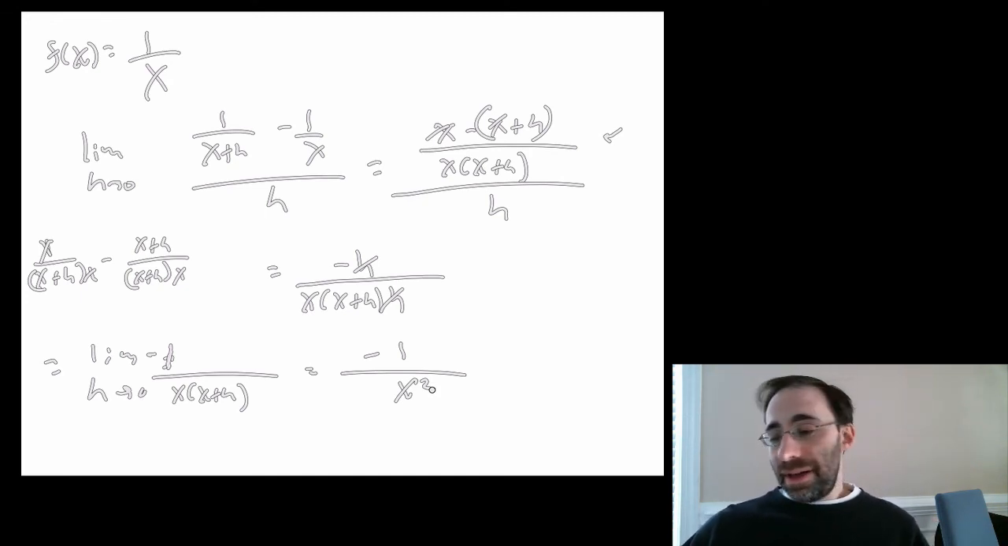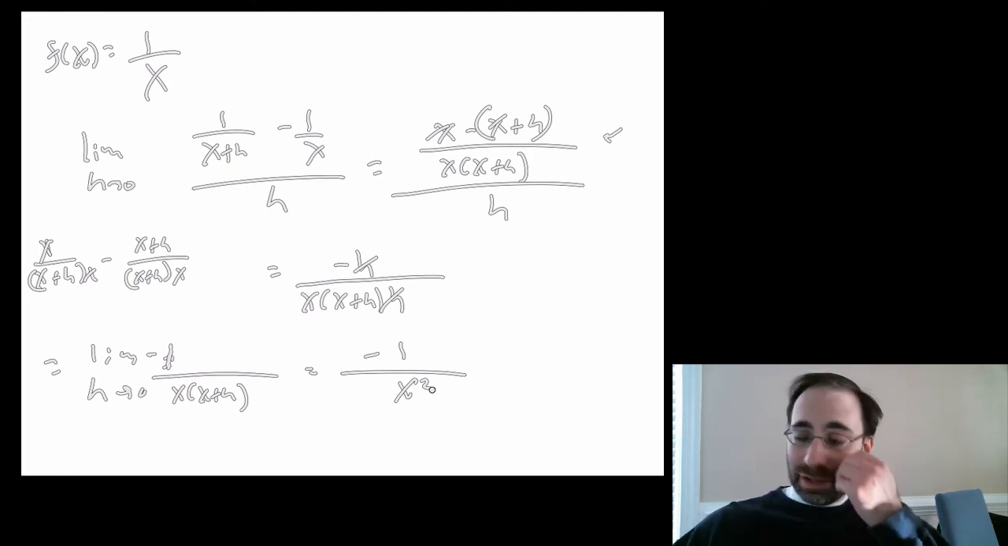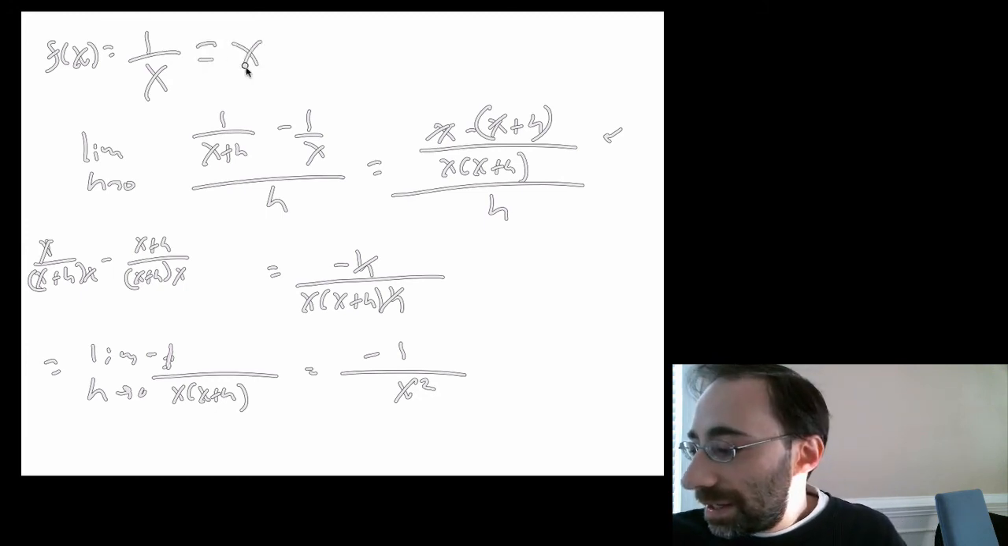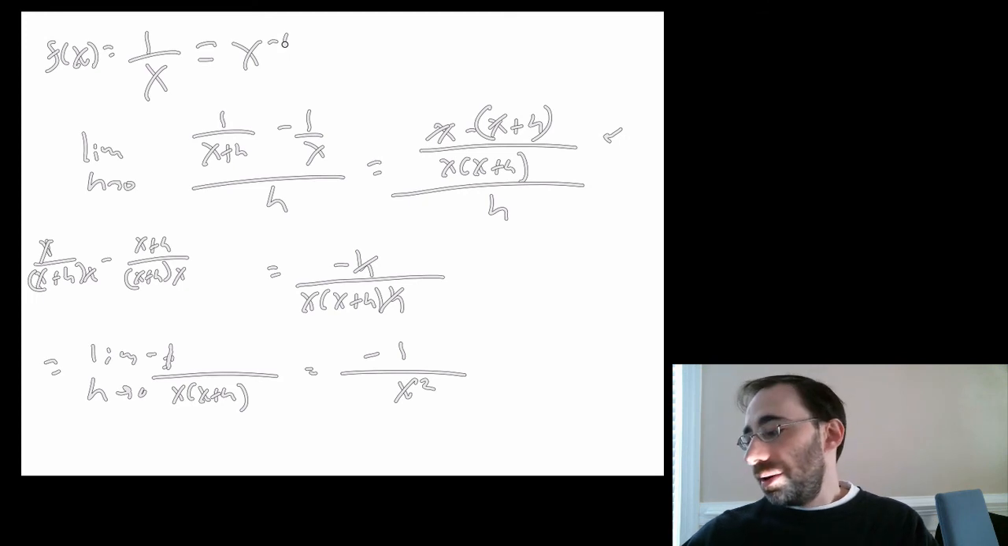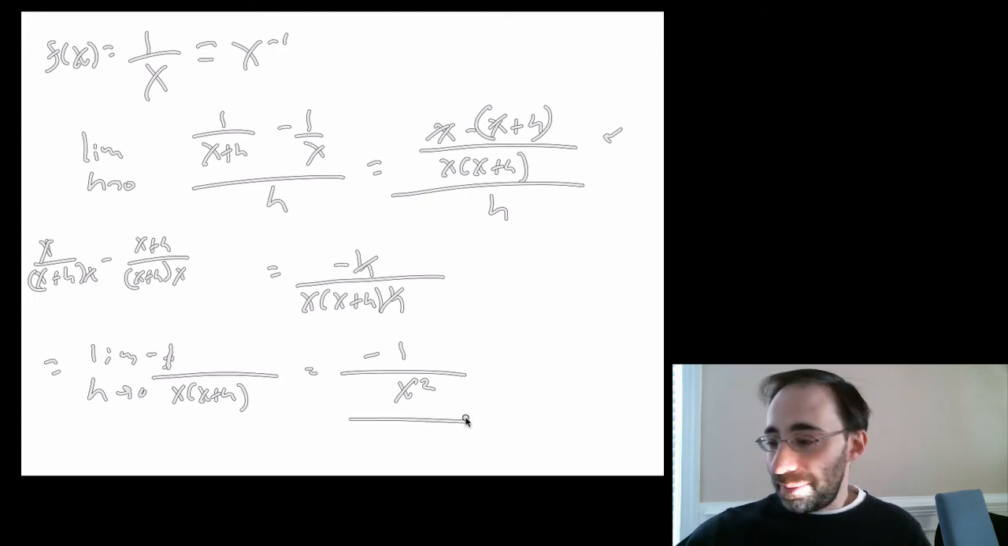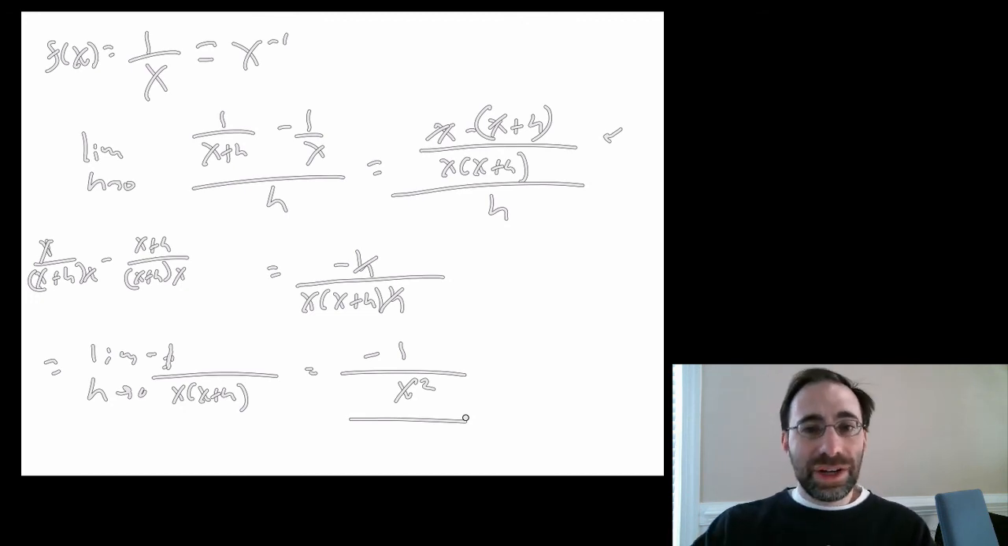And again, this follows the same pattern. You can write 1 over x as x to the negative 1. I said the derivative of a power was the power times x to the power minus 1. That's negative 1 times x to the power minus 2, which is just this. So it's the same pattern. That works for all but 0, but we'll get to that in the next video lecture.